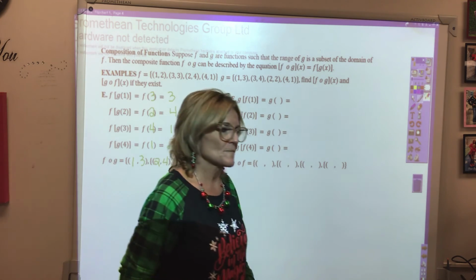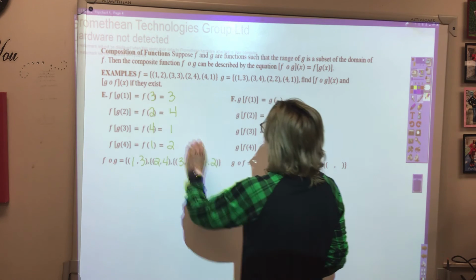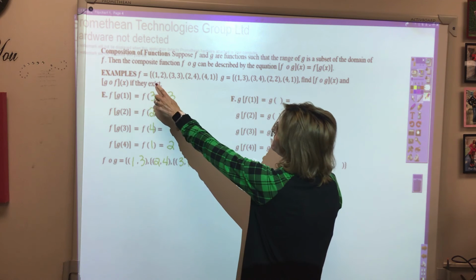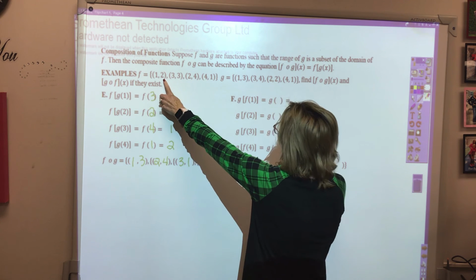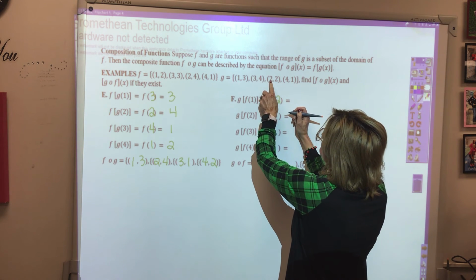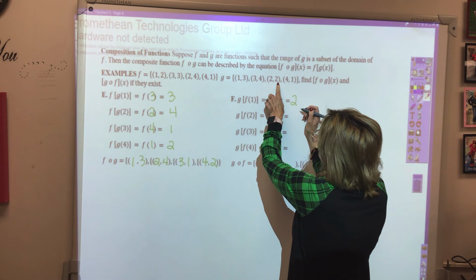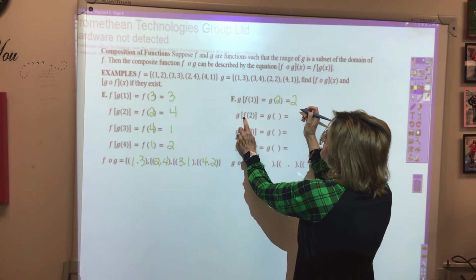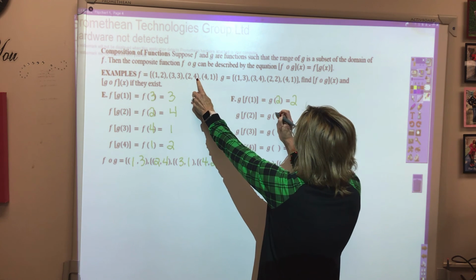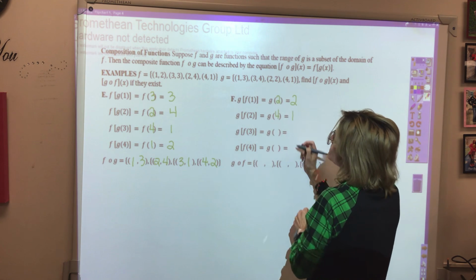Now we're going to go the other way. We're going to do g of f of x. So g of f of 1. We look over here, when x is 1, the output is 2. Now we look for g of 2, and we see g of 2 is 2. Now we'll try g of f of 2. So we go over here, f of 2, we see our output is 4. Now go to g of 4, and we see our output is 1.